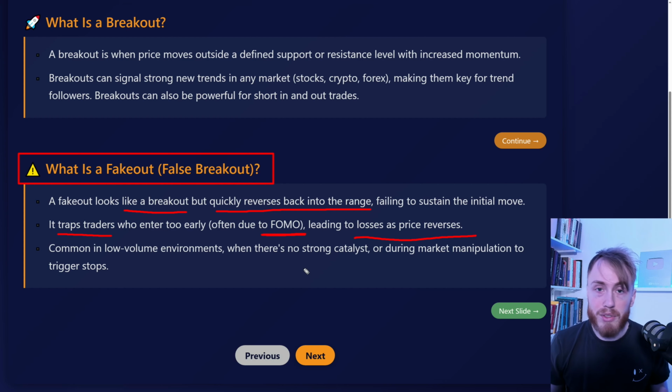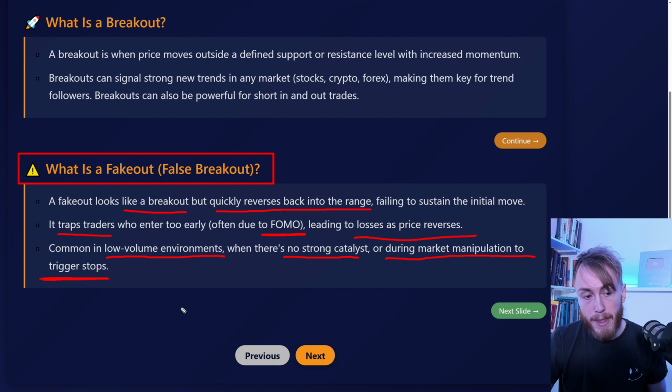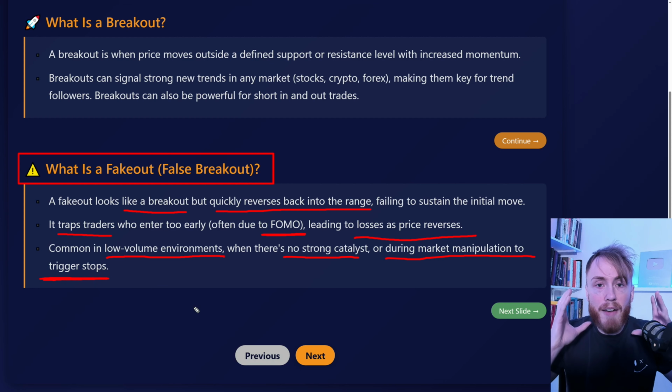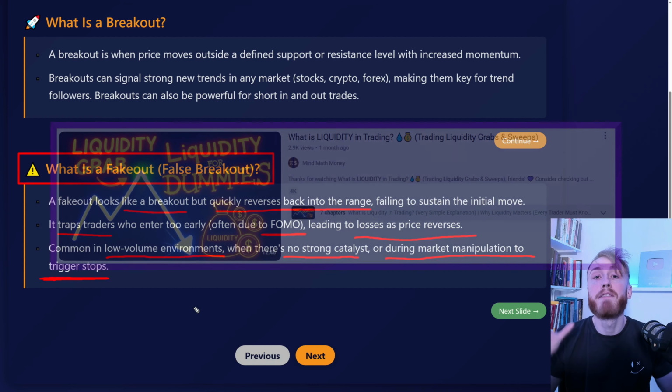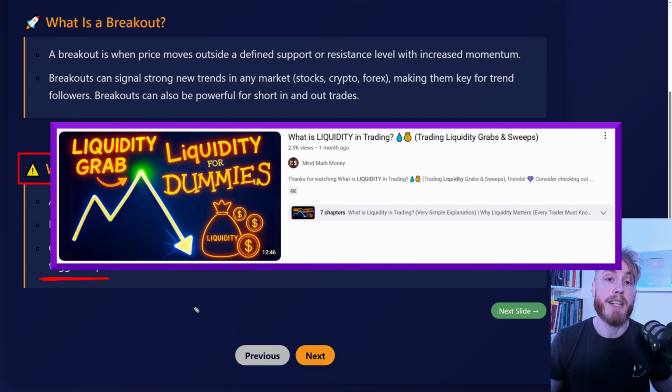Fake outs can be found in any market, but they tend to be more common in low volume environments and when there is no strong reason behind the breakout, or even during market manipulation to trigger stop losses. This is actually a very common trading strategy called liquidity grabs. If you have the time and want to learn more about liquidity grabs, I do have a video about that, and I'll make sure to link the video both in the video card as well as the description.